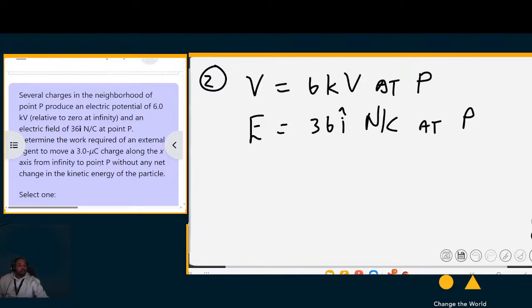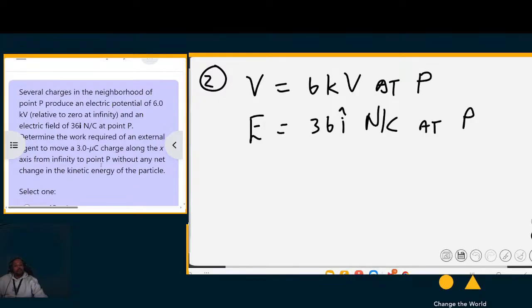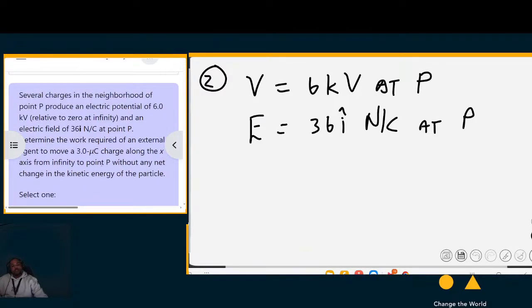They want us to determine the work required of an external agent to move a 3 microcoulomb charge along the x-axis from infinity to point P without any net change in the kinetic energy of the particle. So if there is no net change, it means that the total work must equal the change in the kinetic energy. That is the work-energy theorem.